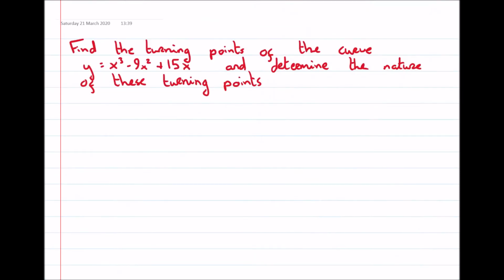Okay? Right. So I'll do a full question then. I'll do a few questions and hopefully that'll be enough for you. So find the turning points of the curve y equals x cubed minus 9x squared plus 15x and determine the nature of these turning points. Right, so the first thing we do is we'll differentiate it, let it equal 0 and solve for x. So dy/dx equals 3x squared minus 18x plus 15. Let it equal 0 and solve for x.